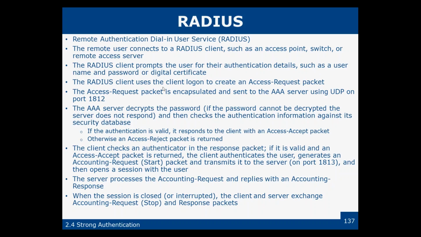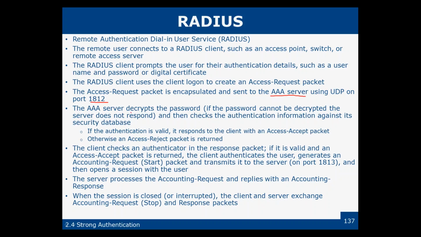The client, remember, the client is the thing we're trying to get access to, uses the client logon to create an access request packet, and the access request packet is sent to the AAA server. In our case, the AAA server is going to be the RADIUS server, using UDP on port 1812. So if you're going across a firewall, that needs to be open.